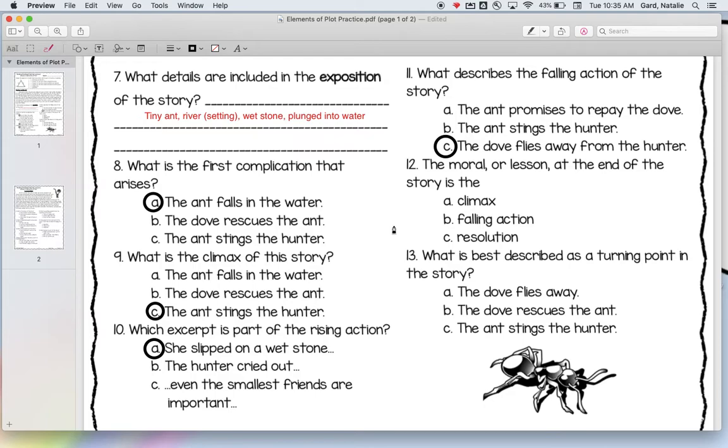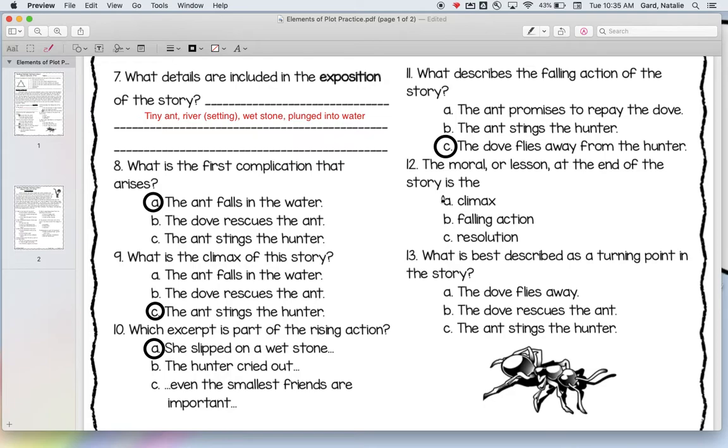Number 12, the moral or lesson at the end of the story. We have talked about moral and lesson a lot. Can you remember what the fancy schmancy name is for moral or lesson that starts with a T? Right, the theme, the lesson that we're supposed to learn from the story, right? Where is the moral or lesson at the end of the story?